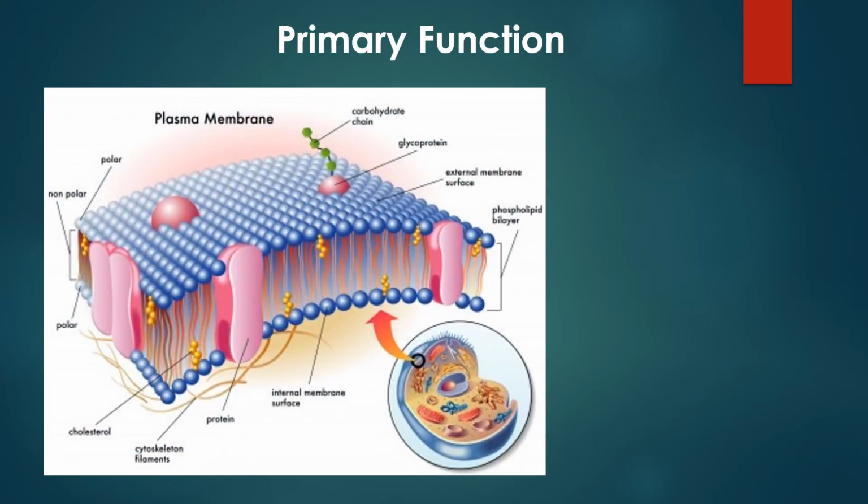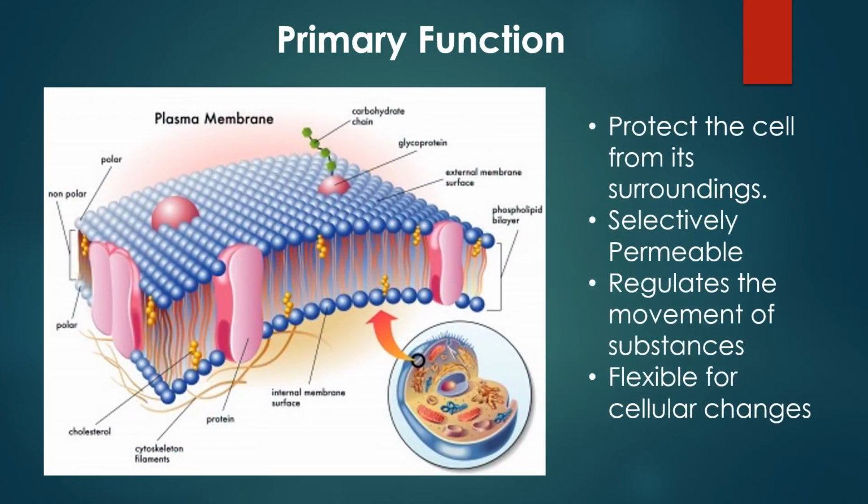The primary function of the plasma membrane is to protect the cell from its surroundings. Due to the components of the membrane, the phospholipid bilayer and the proteins, the membrane is selectively permeable to ions and organic molecules and regulates the movement of substances in and out of cells. Plasma membranes must be very flexible in order to allow certain cells to change shape as they pass through narrow capillaries.